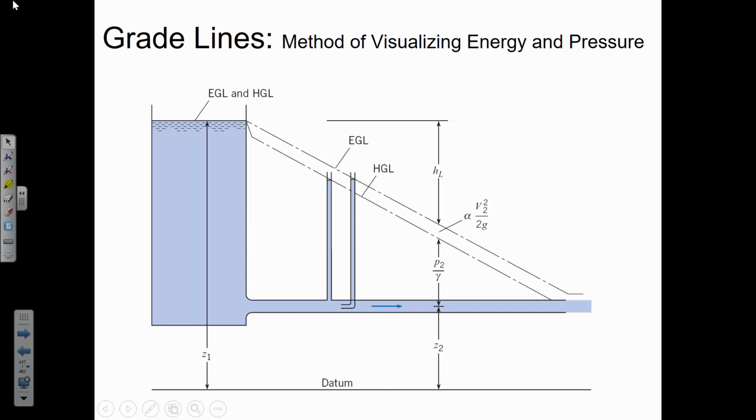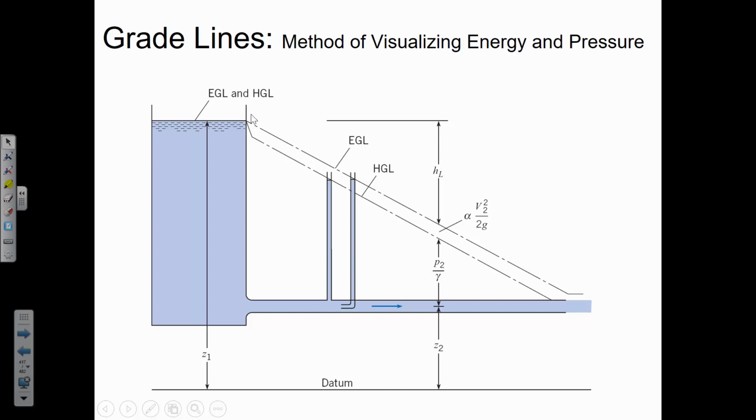And the reason why I mention it is to help explain this little segment of the line where the EGL and the HGL are diverging. For just a moment, the EGL and the HGL are diverging, and it's because the water is speeding up, it's gaining velocity, and therefore it's decreasing its pressure a little bit. And pressure is in the HGL term.